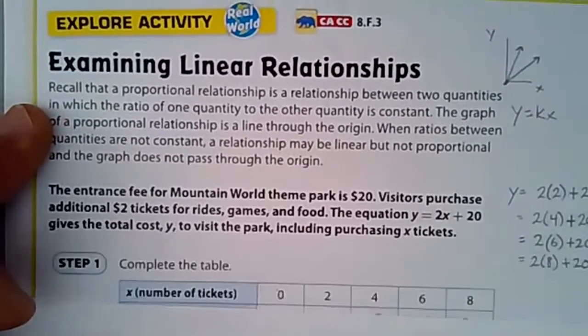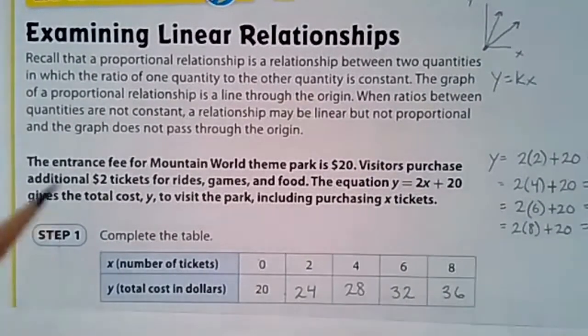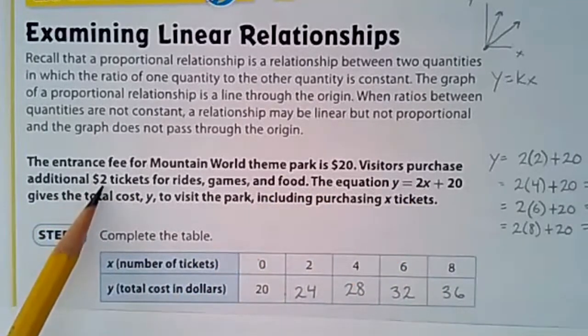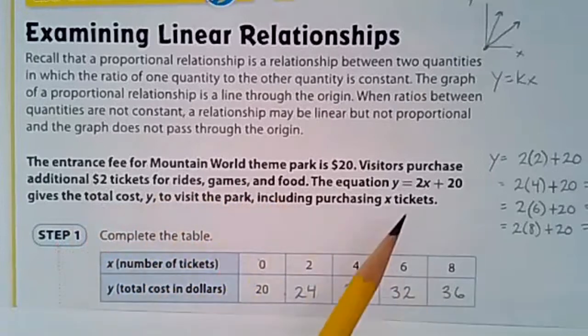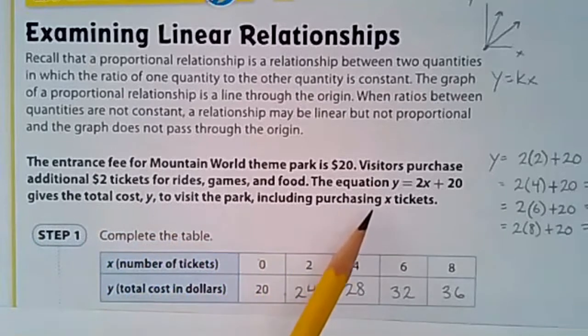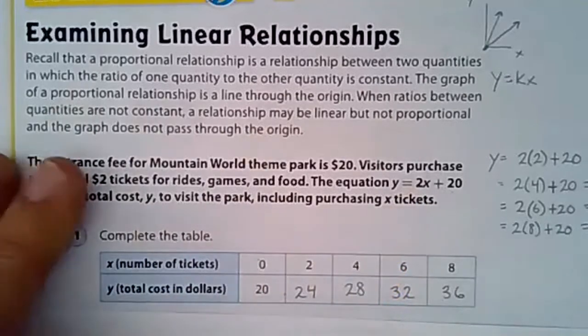So we have this here: the entrance fee for this theme park is $20, and visitors can purchase additional $2 tickets for rides, games, and food. And this equation here gives us the cost to visit the park, including purchasing some tickets. So it's $2 per ticket, $20 to get in. That's where those numbers come from.